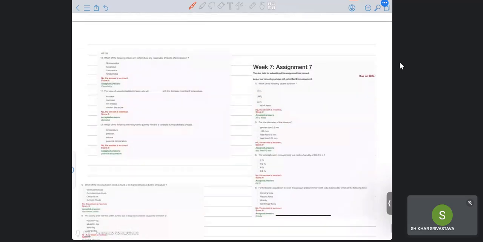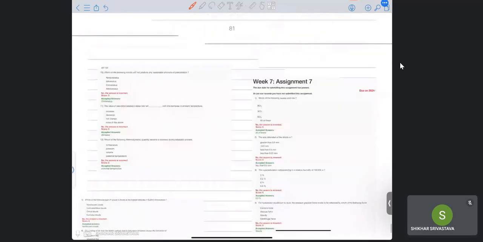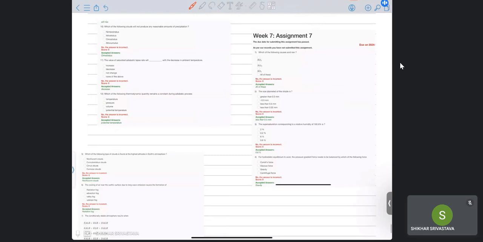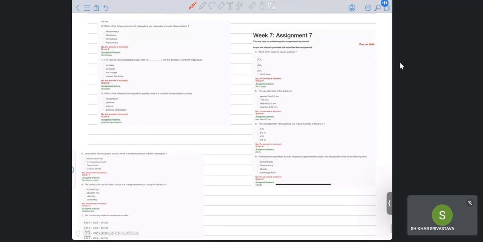So this was the last topic for today. And the assignment, I think it's straightforward, so I will just quickly go through them. Which of the following cause acid rain? All these, sulfur dioxide, nitrogen dioxide, and all these things cause acid rain. And the size of the drizzle, this I will cover in the next class, precipitation and all. So it is 0.5 meter.